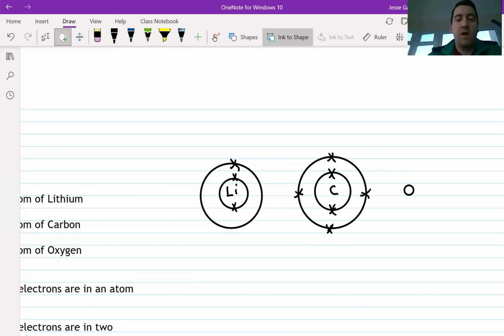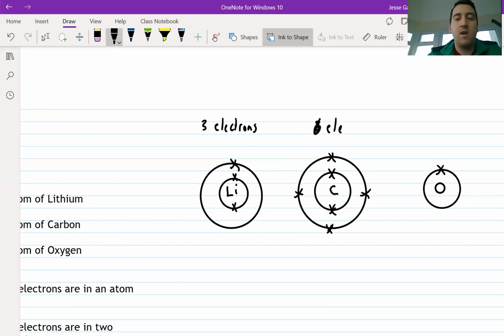Now I'm just going to move my oxygen, so I'm going to make more space for it. Okay, and I'll go back to drawing. So this is my oxygen, O. Here is my first energy level. The oxygen has 8 electrons. Sorry, I should just write them above. 3 electrons for lithium, because the atomic number is 3. 6 electrons for carbon, because the atomic number is 6. And 8 electrons for oxygen, because the atomic number is 8.